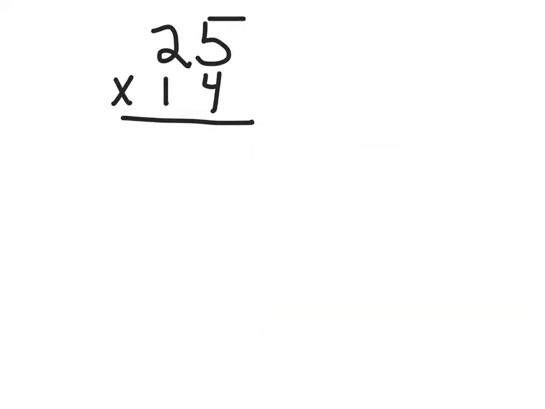This next method has many different names. I refer to it as the all partials, but it's just multiplication using place value. We will start with multiplying the ones place. 4 times 5 is 20. Then 4 again times 2, but that's not really a 2 because it's in the tens place, it's a 20. So that would give us 80.